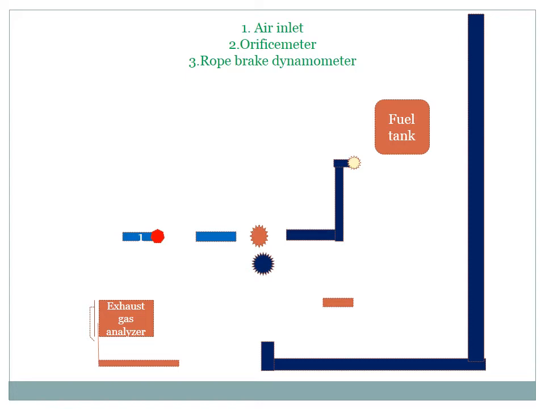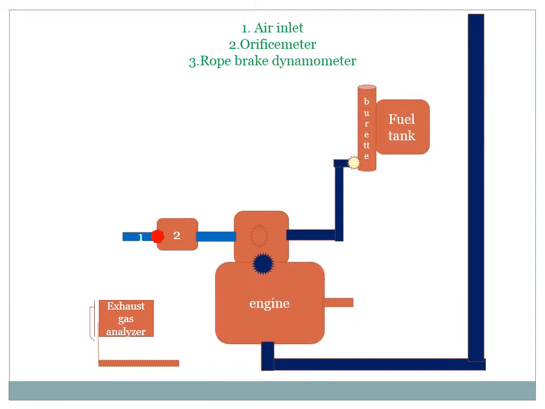Friends, this is the layout of our experimental setup. Point 1 is the air inlet and point 2 is the orifice meter through which the air is getting inside the mixing chamber. The fuel tank is connected to the burette, and the engine is connected to the mixing chamber. The engine is directly coupled with a rope brake dynamometer, which is used to apply load, and the exhaust gas analyzer is a separate unit which is put inside the chimney at the exhaust stroke to analyze the exhaust emissions.